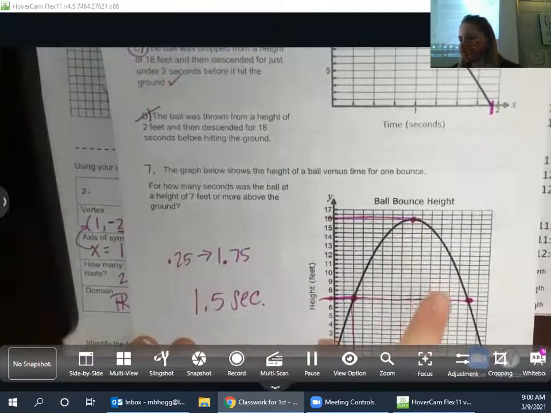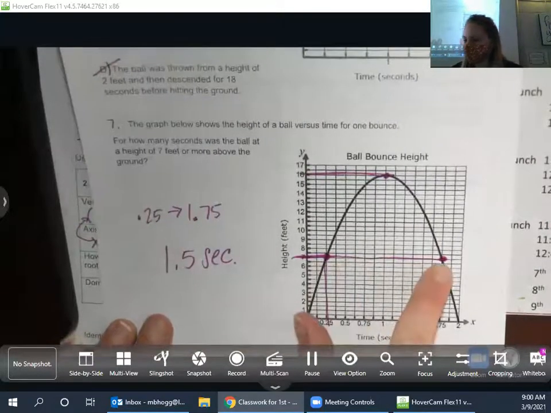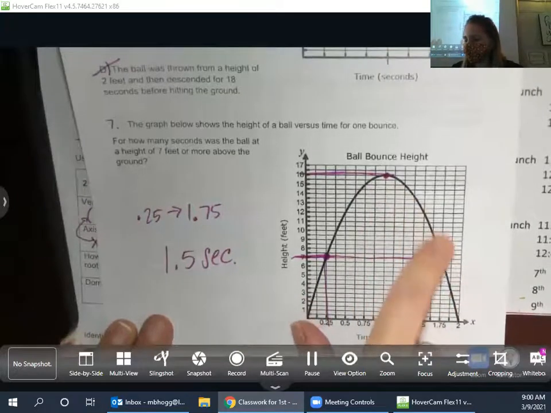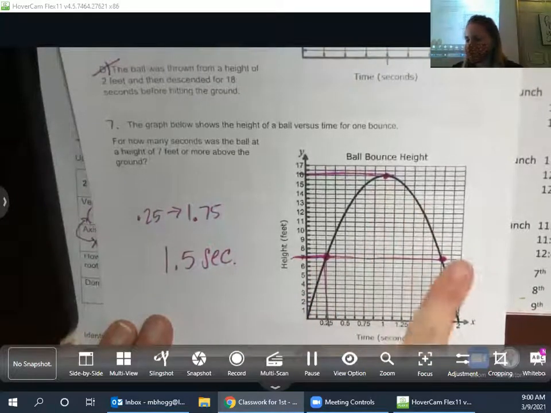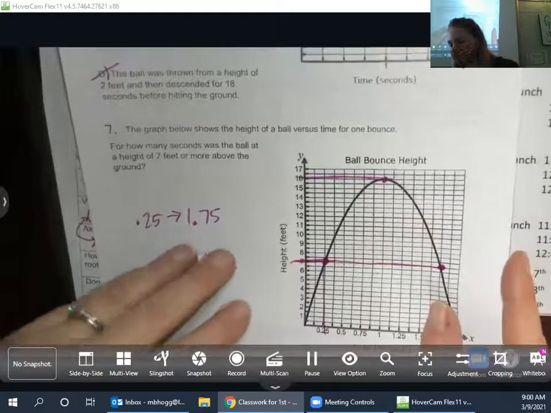Not just the vertex, because it's still above 7 over here. All this is still above 7. So from here to here is when it went under, it was above 7. That's 1.5 seconds.